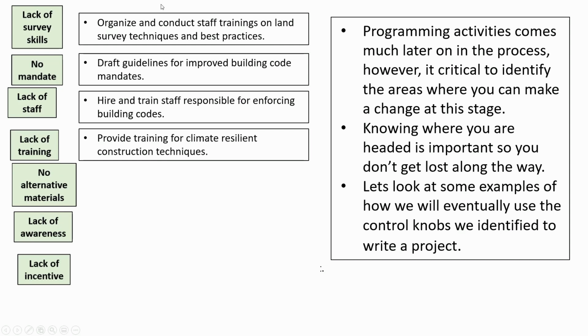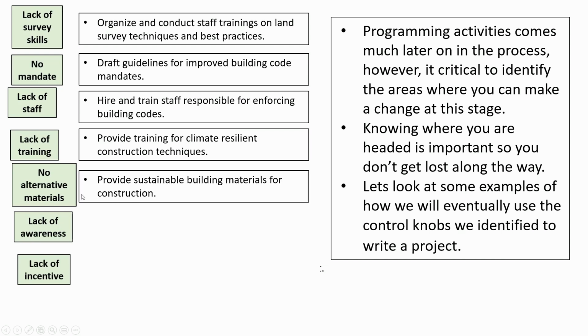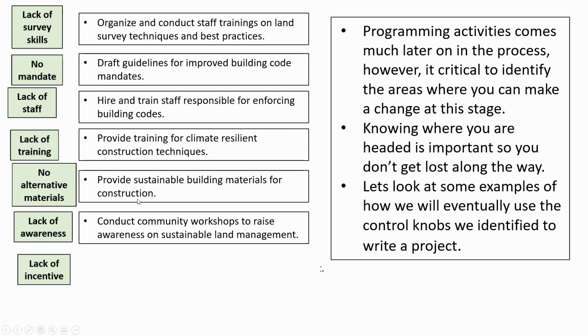But as you see here, this is why these things are control knobs, why we call them leverage points. We can change them. No alternative materials. Well, provide sustainable materials for construction. The procedure to do that is what may be tricky, but we can figure it out in Module 7. Lack of awareness. Well, what do you do? You build awareness. Conduct community workshops to raise awareness on sustainable land management or something like that.